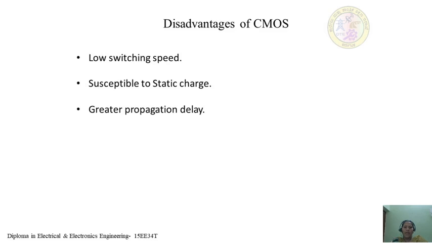It has a greater propagation delay. As the switching speed is low, obviously, the propagation delay is more. As it is having a high propagation delay, the switching speed is less. The first and third points are interrelated. These are some of the disadvantages of CMOS logic families.